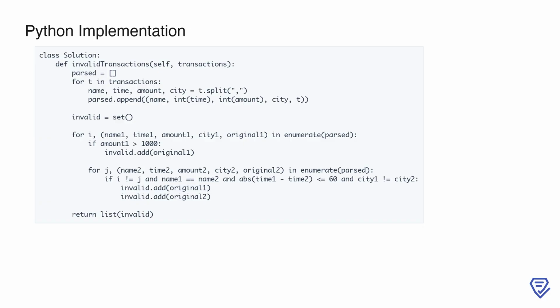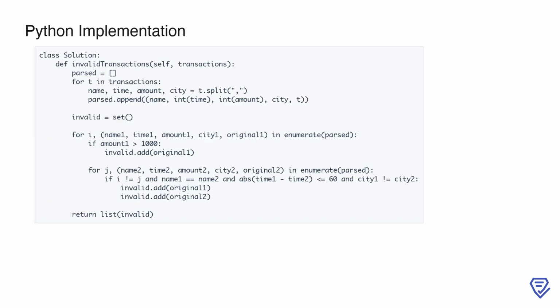The solution uses a nested loop to compare each transaction against others. The outer loop iterates through each transaction, and the inner loop checks for conflicts with all other transactions. Two conditions are checked: 1, if the transaction amount exceeds $1,000, or 2, if there exists another transaction with the same name, occurring within 60 minutes, but in a different city. If either condition is met, the transaction is marked as invalid by adding it to a set.